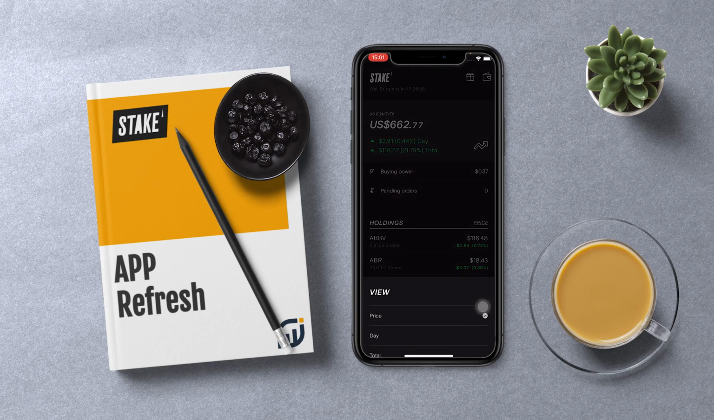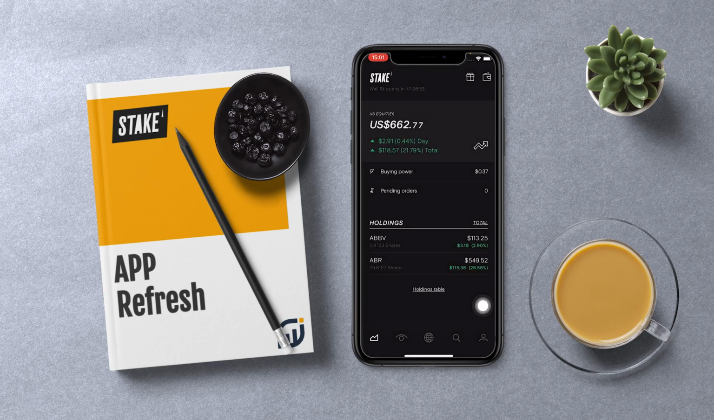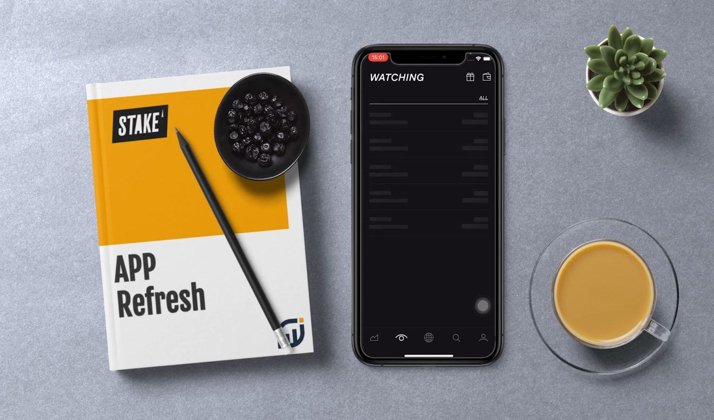Oh, I can see that my default's changed. So I would go for total for me personally, and just see my overall returns. So yeah, my AbbVie position's doing okay. It is up 2.9%, and my Free position is up 26.58% overall. Performance is good, but we're actually just looking at the interface today, so I don't know why I'm showing you all this. All right, so you've got your watch list. I don't have any watch lists, but you've got that there.